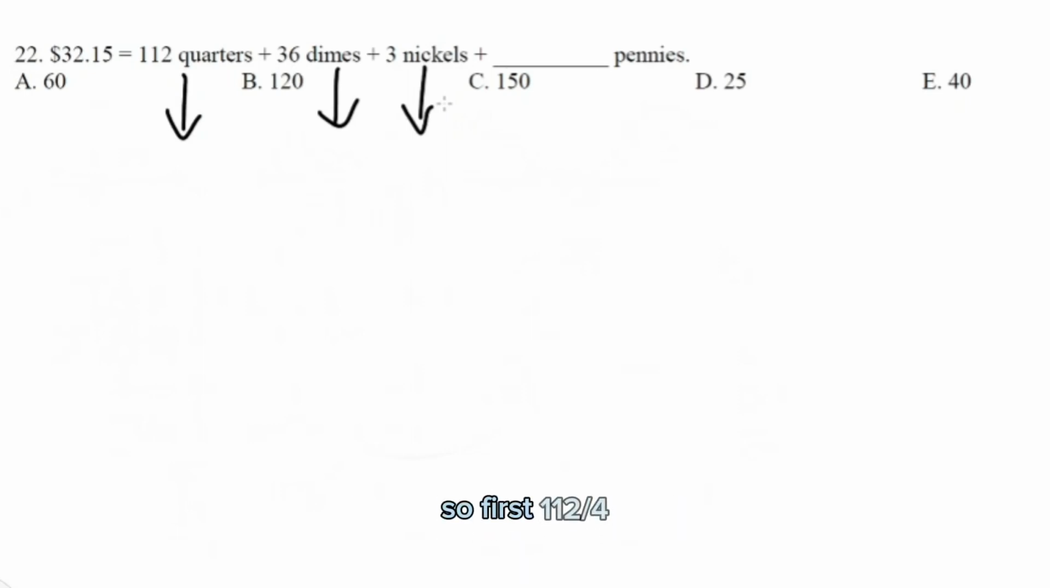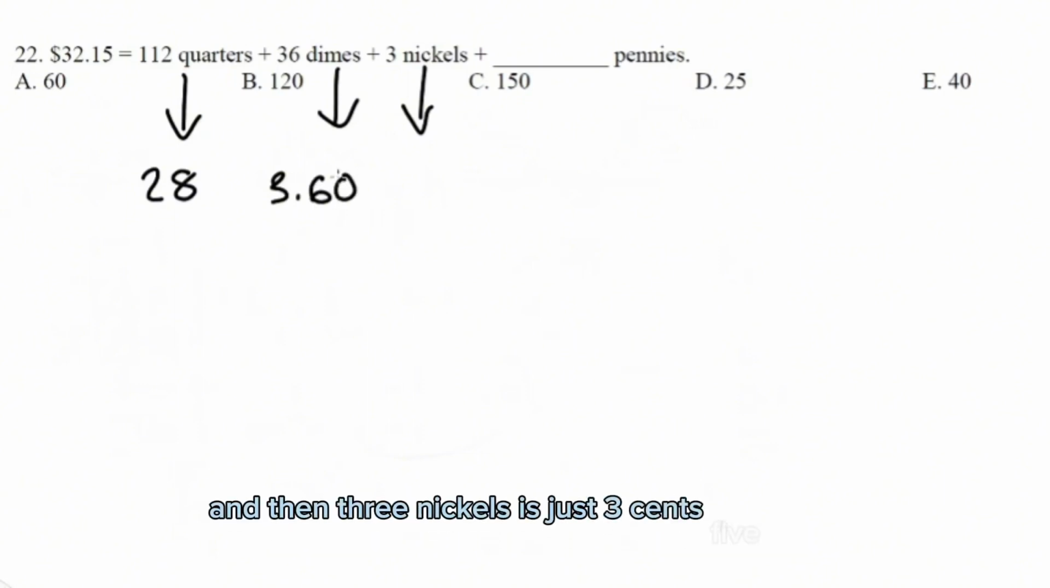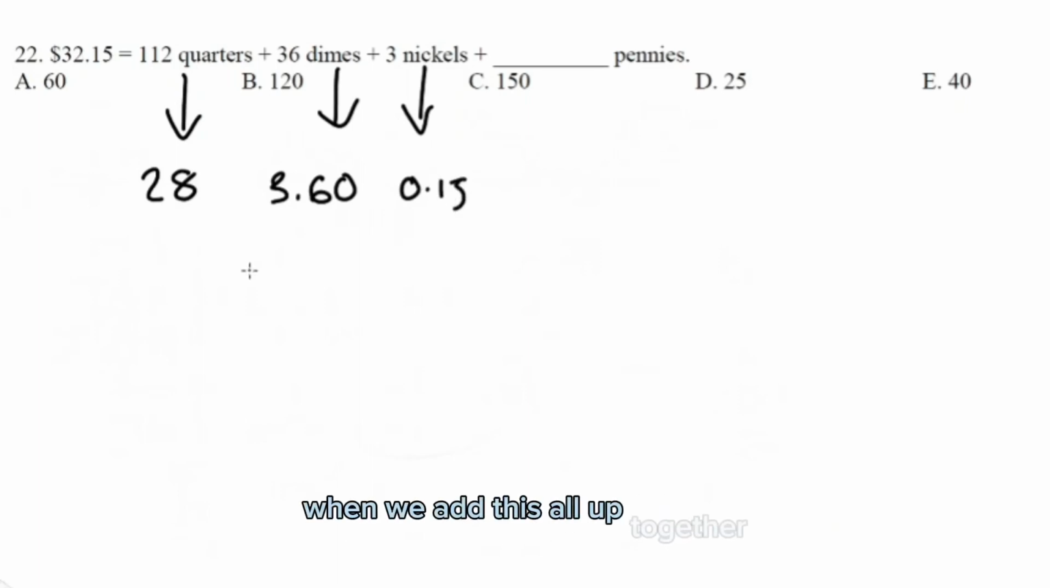So first, 112 quarters. That is 112 times 25 cents, or 112 times 0.25. 112 times 0.25 is just 28. So we have 28. Next, 36 dimes. Alright, so that's just 36 times 10 cents, which is just $3.60. Alright, and then 3 nickels is just 5 cents, so it's 3 times 5 cents, which is 15 cents. So 0.15. When we add this all up together, we get 31.75.